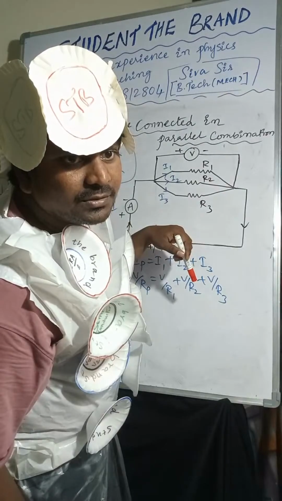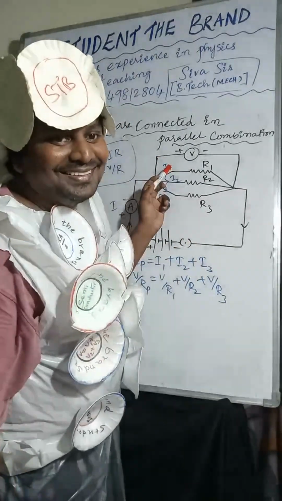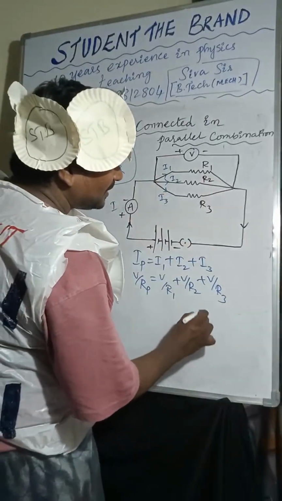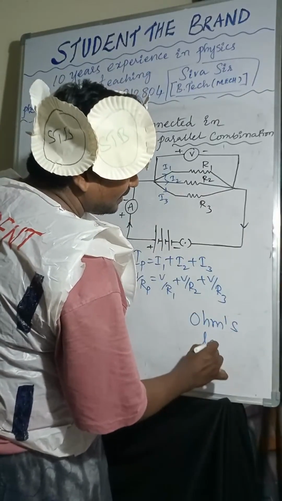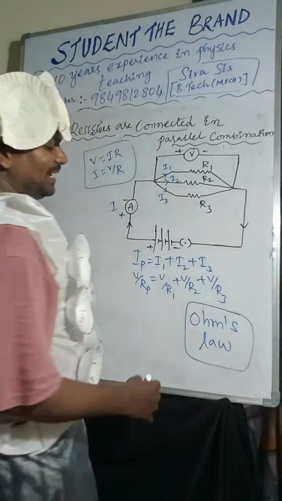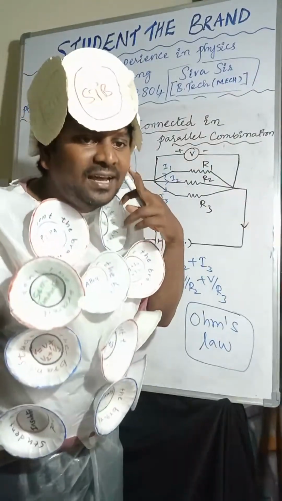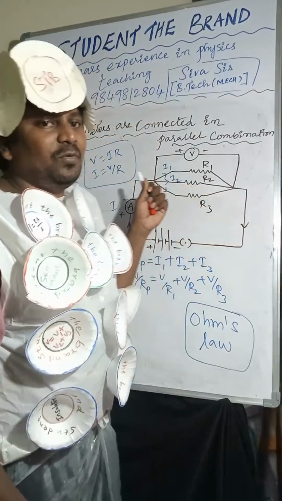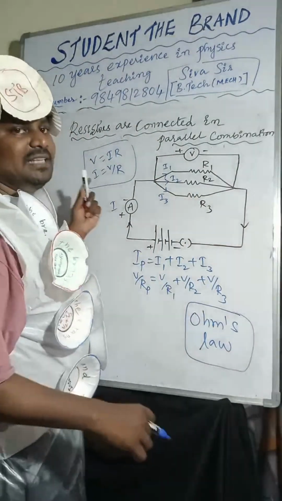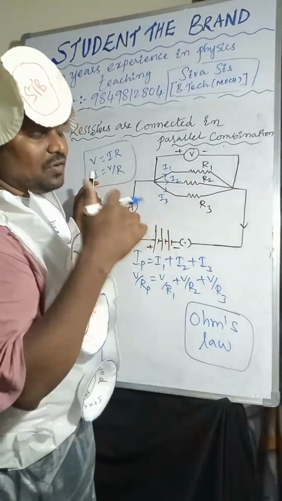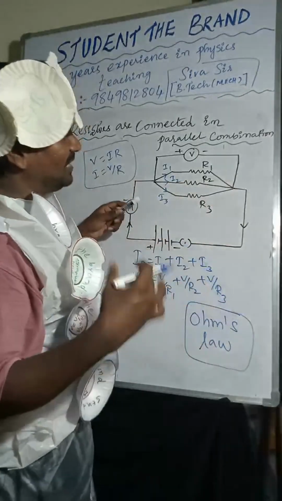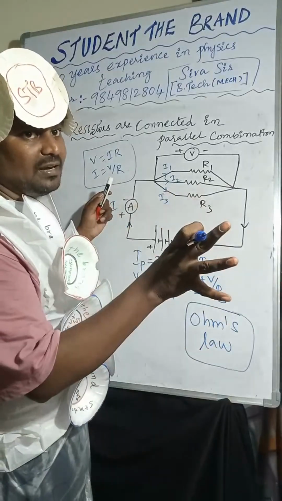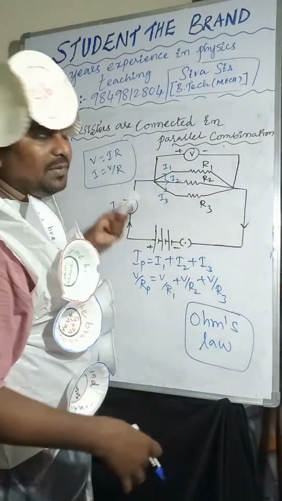What is Ohm's law? Ohm's law is nothing but: at a constant temperature, the potential difference across a given metallic conductor is directly proportional to the current flowing through it. Once again, at a constant temperature, the potential difference across a given metallic conductor is directly proportional to current flowing through it. So that is nothing but Ohm's law.